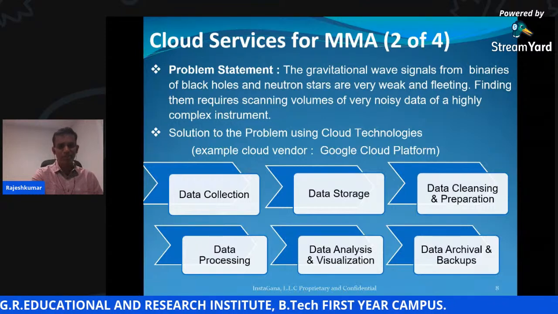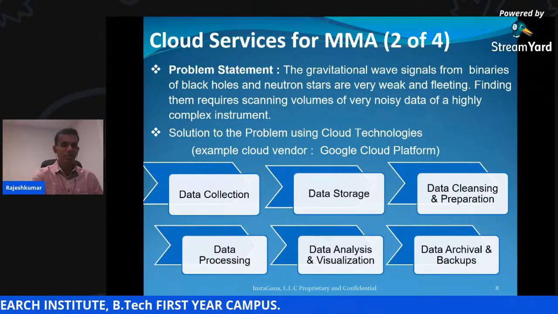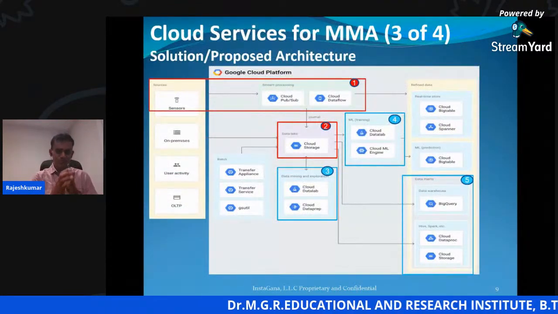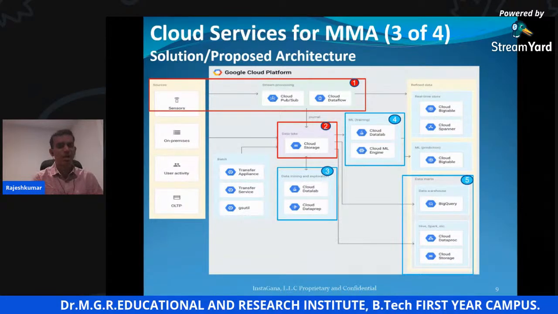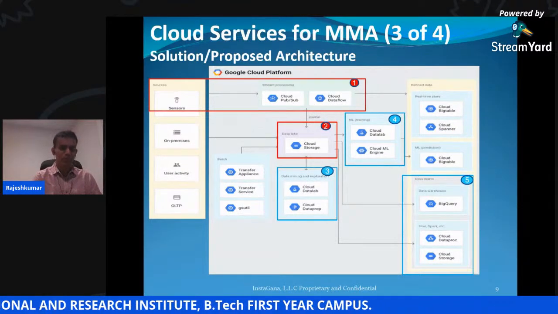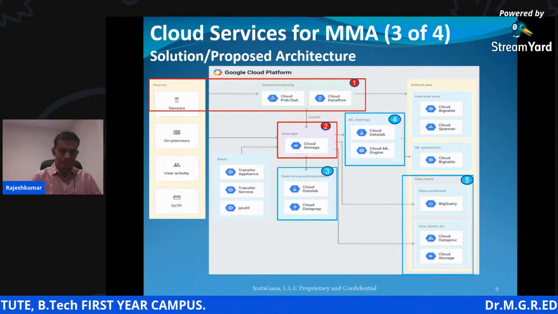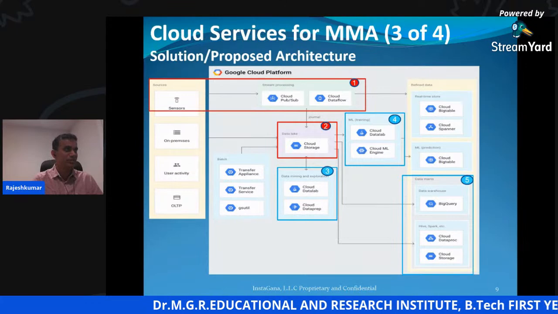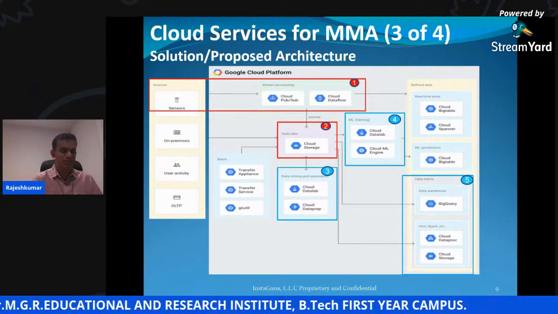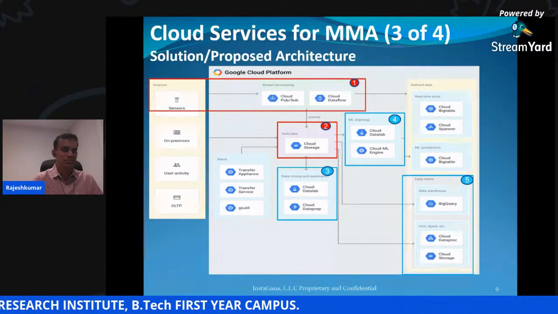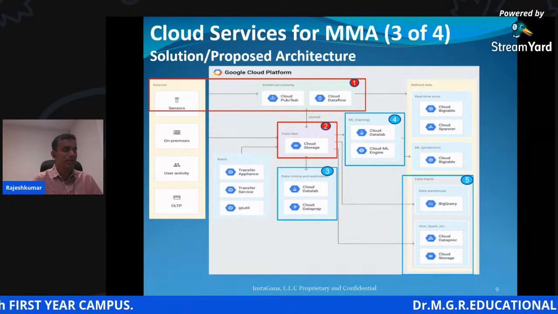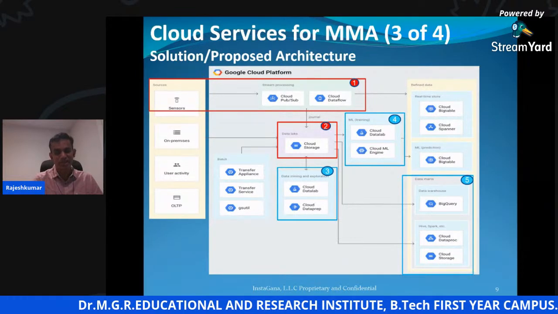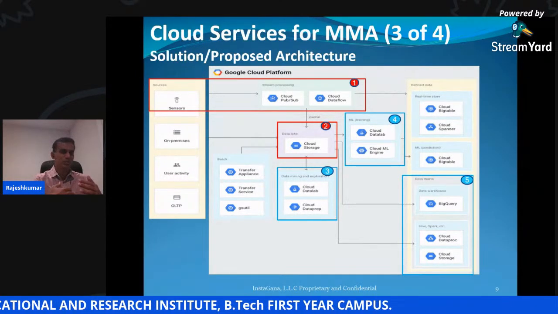So this is our problem statement, and let's see how we are going to address this problem using the cloud technology that we have. This is the proposed architecture for the solution that we talked about. There are sensors which collect the data, and the first phase is about collection of the data, and then the streaming and data processing. Cloud Pub/Sub is one of the wonderful tools which gets millions of records, and it creates a pipeline to store the data.